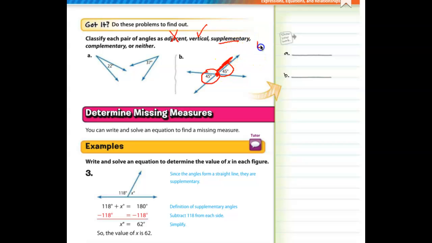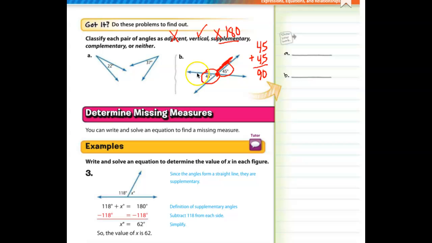But in order to do this, we do have to add them together. So we're going to add 45 degrees plus 45 degrees. And what do we get when we do that? We're going to get 90 degrees. And is 90 degrees equivalent to 180 degrees? Because supplementary angles have to add up to be 180 degrees. The answer is no. So these are not supplementary.